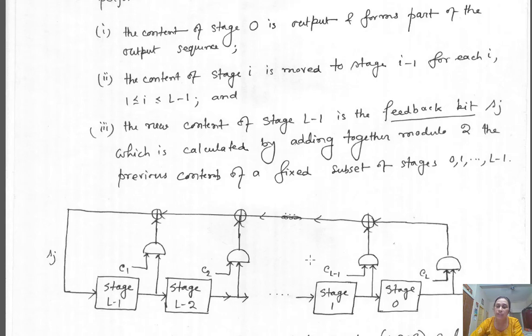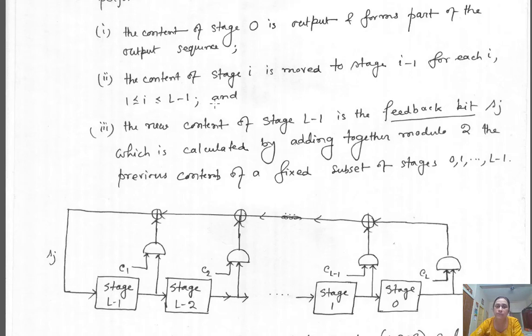And the content of stage I is moved to stage I minus 1. So the shifting is like that. Stage L minus 1 is moving to stage L minus 2. Stage 1 is moving to stage 0. From stage I, data is moved to stage I minus 1 for each I lying between 1 to L minus 1.